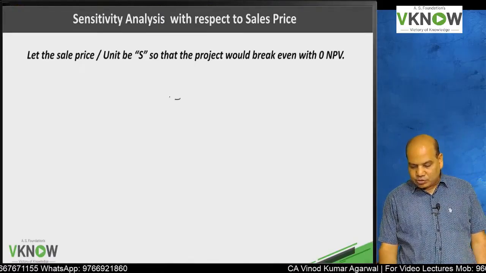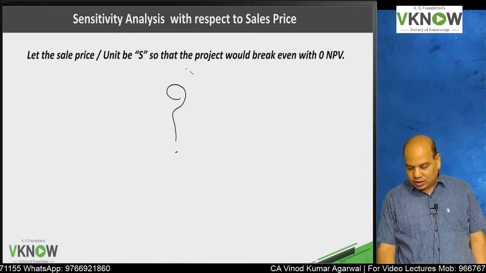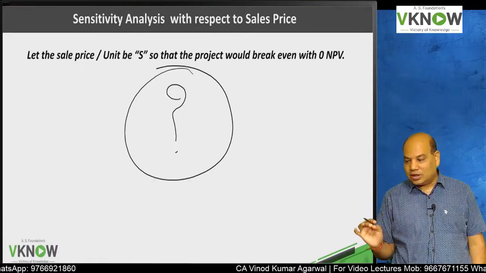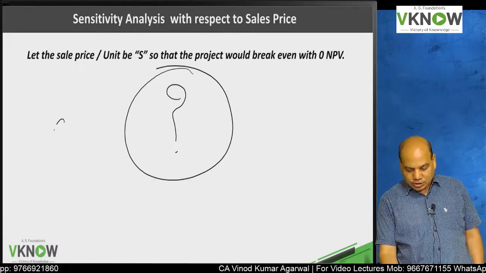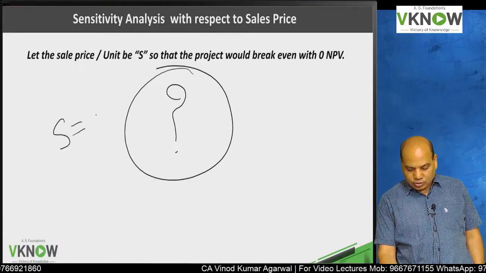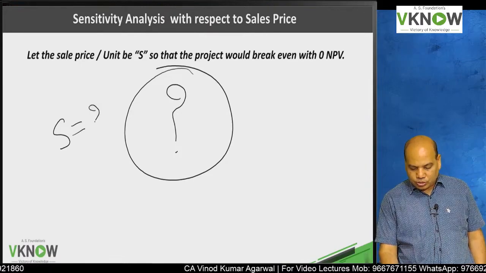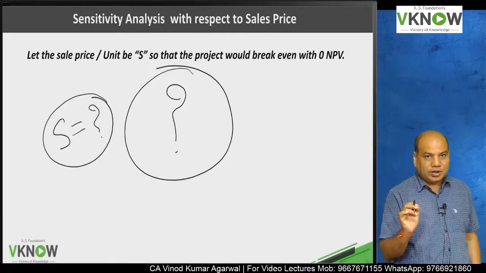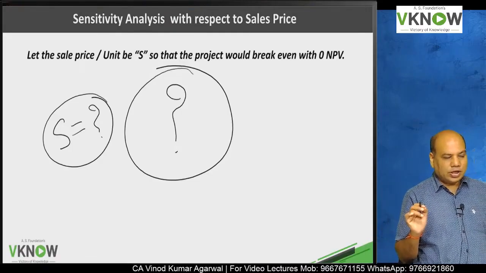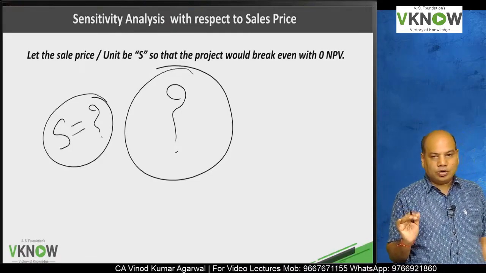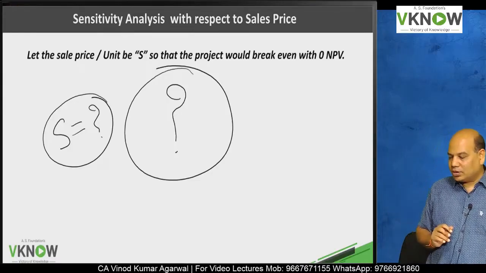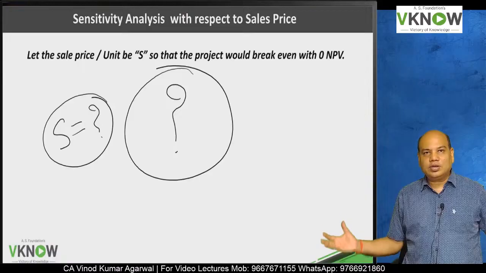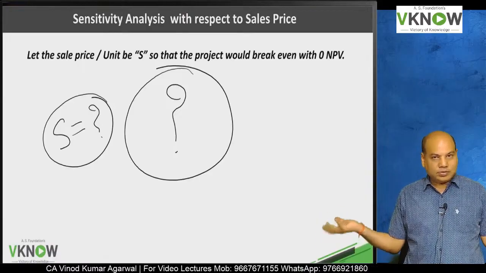So first chance should be given to the student. Otherwise you will not be able to apply your own original thinking. So my question is, the student has to answer what should be the selling price at which NPV will be 0. I hope you understood my question. First I will ask you to try. Otherwise you will think that we are only copying. Try.